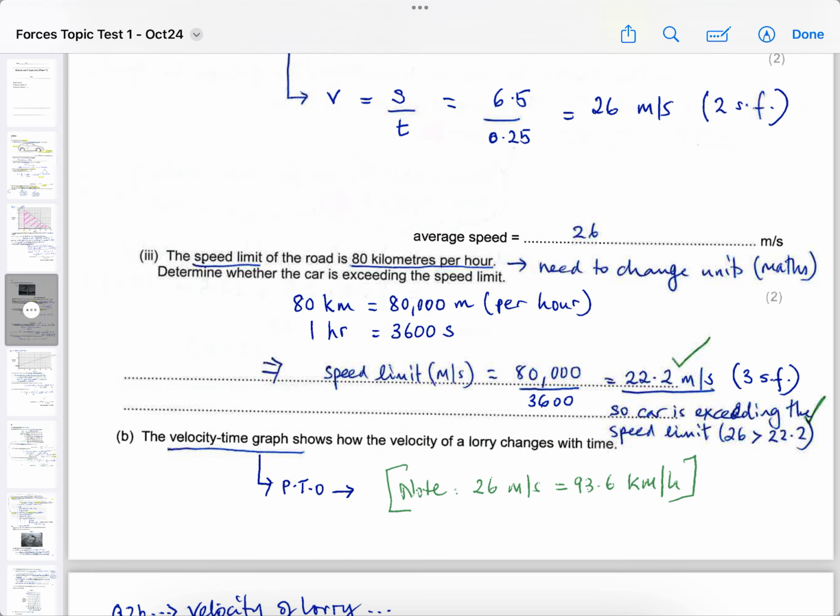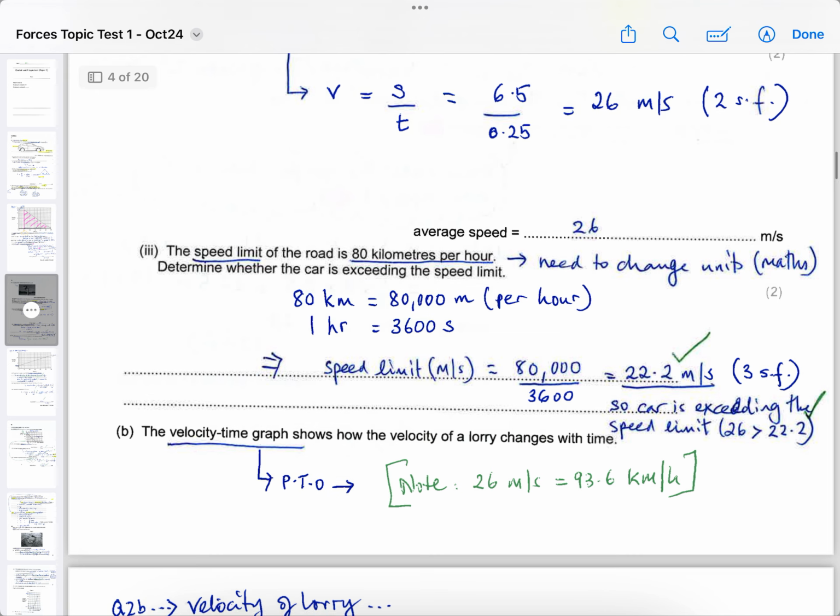You could do it the other way and work out what 26 meters per second is in kilometers per hour. I think it's more confusing that way, but some students could have done it that way, and if they converted it correctly, they'll get 93.6 kilometers per hour. Again, you just have to do the same comparison and say the car is still going faster than the speed limit, as 93.6 kilometers per hour is greater than 80 kilometers per hour.